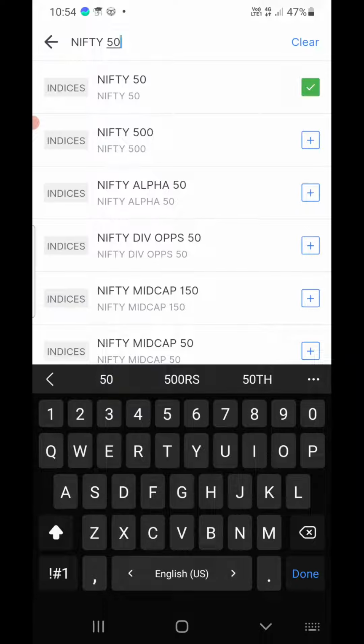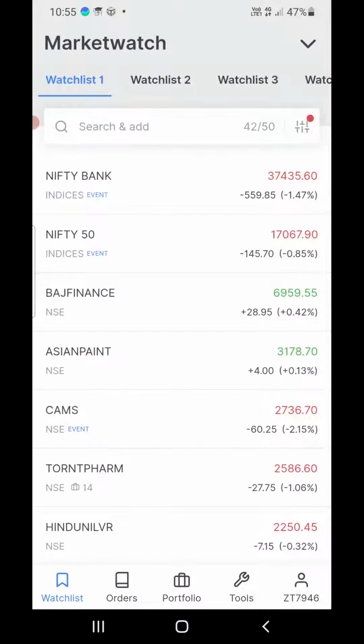and you will get an option just like this which says indices right here, and you need to add it or simply use the tick mark on Zerodha here. Okay, so it will be added just like this. Now you can see there are two indices added, Nifty Bank and Nifty 50. Now we want to invest in Nifty 50.